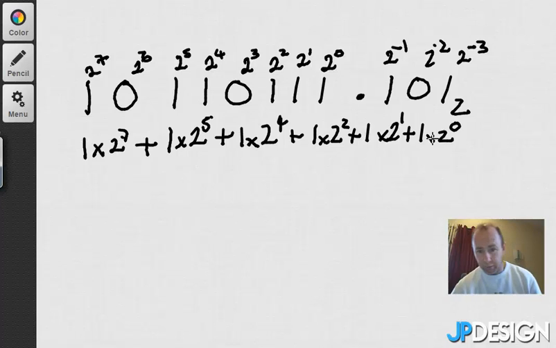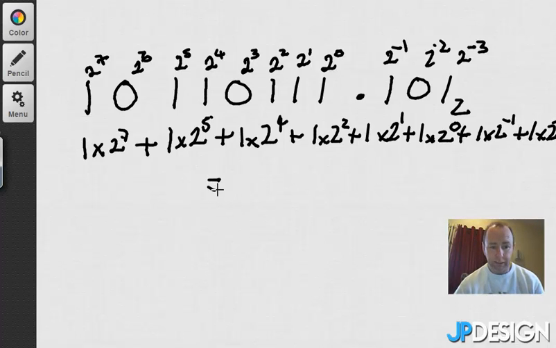But we can continue on, because what we can do is put this all into the calculator. So plus 1 multiplied by 2 to the power of minus 1, plus, and our last one then is 1 multiplied by 2 to the power of minus 3.